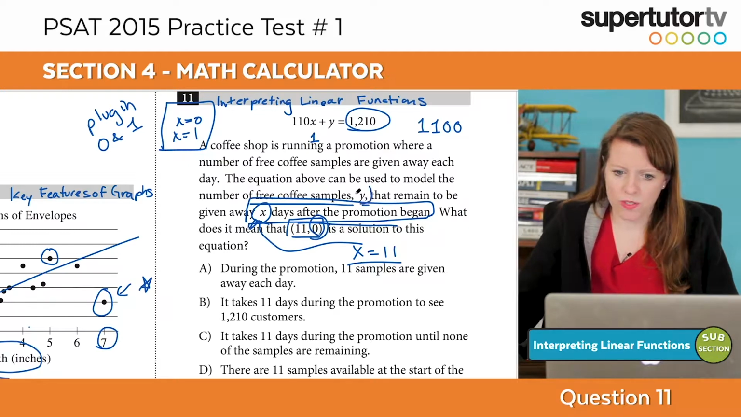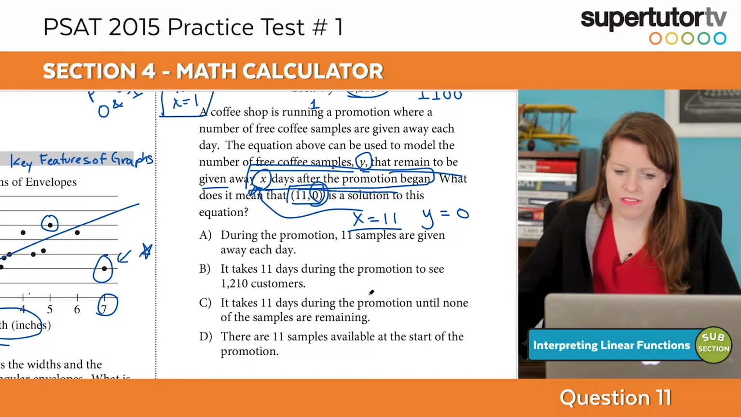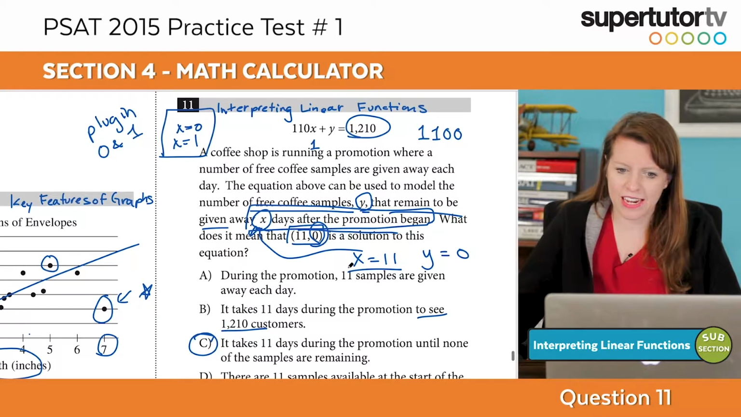0 is Y, and what is Y? The samples that remain to be given away. That means Y equals 0, or 0 samples are left. So 11 days into the promotion, I give away all the samples. It takes 11 days during the promotion until none of the samples are remaining. That's what it means. Now this says to see 1,210 customers.